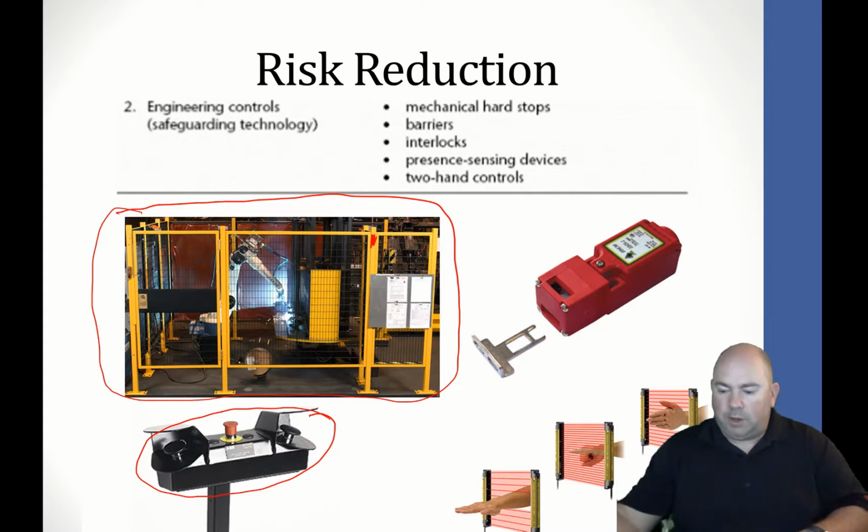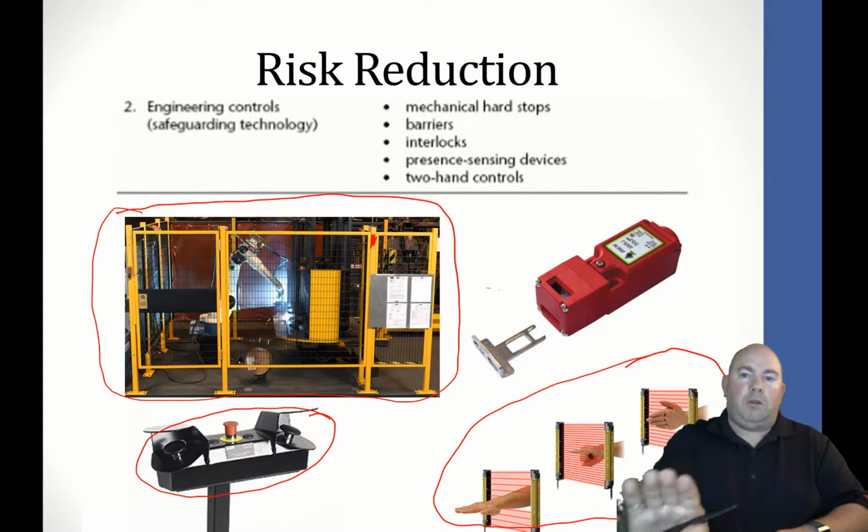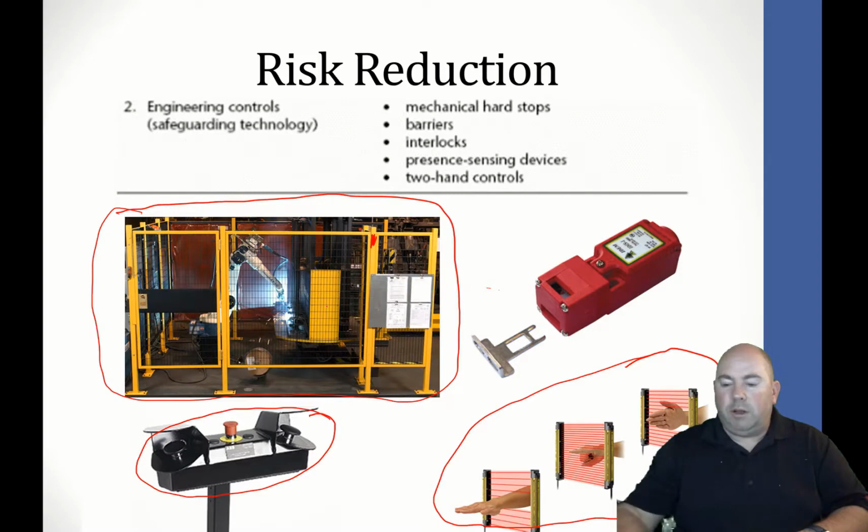We also have things like barrier protection, like these light curtains over here. These light curtains basically detect if you put your hand or any part of your body through an opening, it will shut a machine down. So these would all be examples of engineering controls.